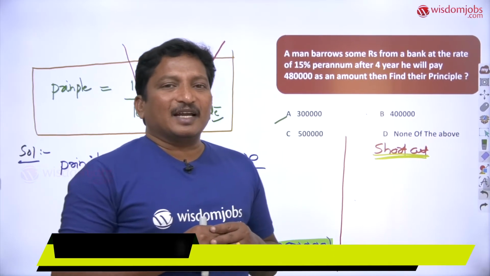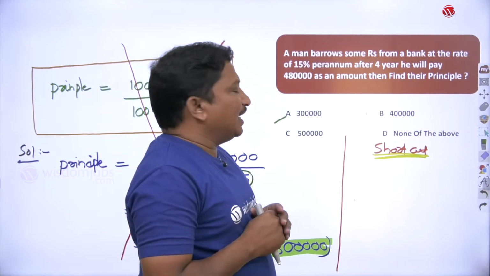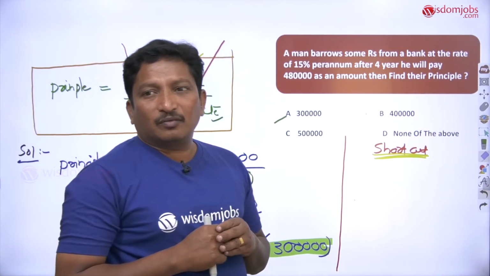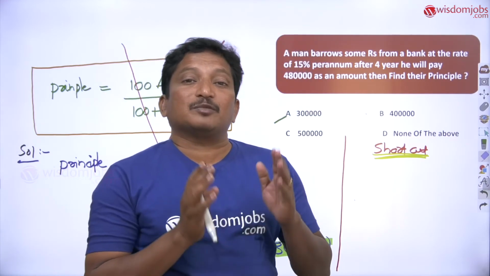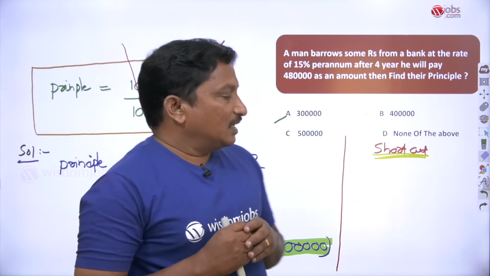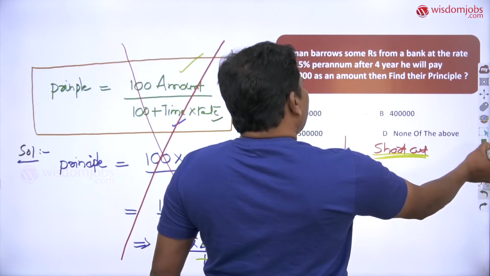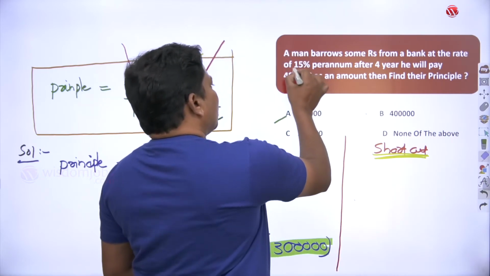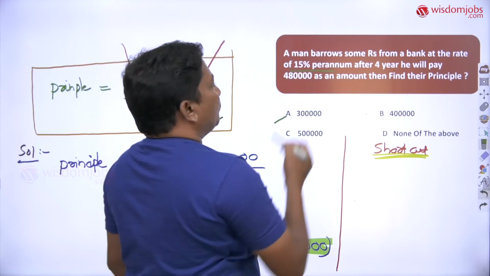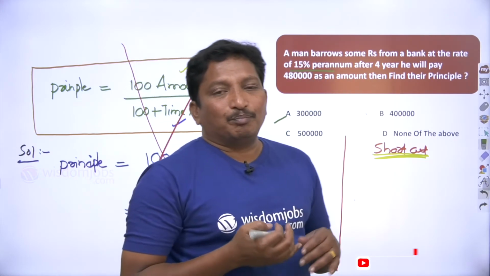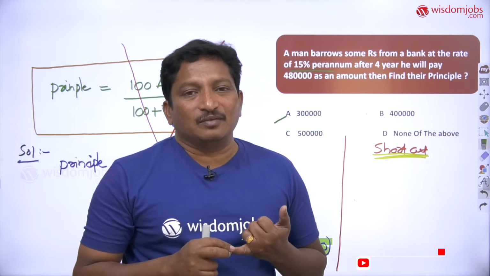Dear students, according to the question, from the exam point of view, 4,80,000 rupees is nothing but the amount, which is principal plus interest. When you take any question in the exam with the shortcut approach, just take the rate of interest. Here 15% is per annum, which the person pays to the bank as interest.